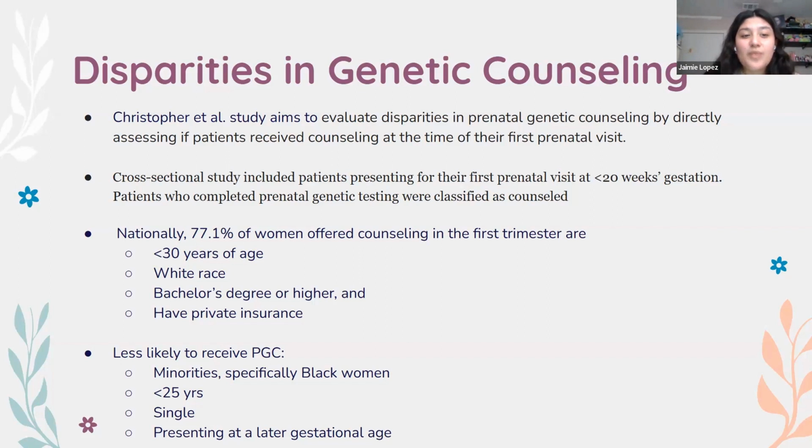So this was done with a cross-sectional study, and nationally, 77.1% of women were offered counseling in the first trimester. Those more likely to receive it were less than 30 years of age, of the white race, had a bachelor's degree, or have private insurance. And those less likely to receive prenatal genetic counseling were minorities, specifically Black women. They were less than 25 years old, single, and presenting at a later gestational age.